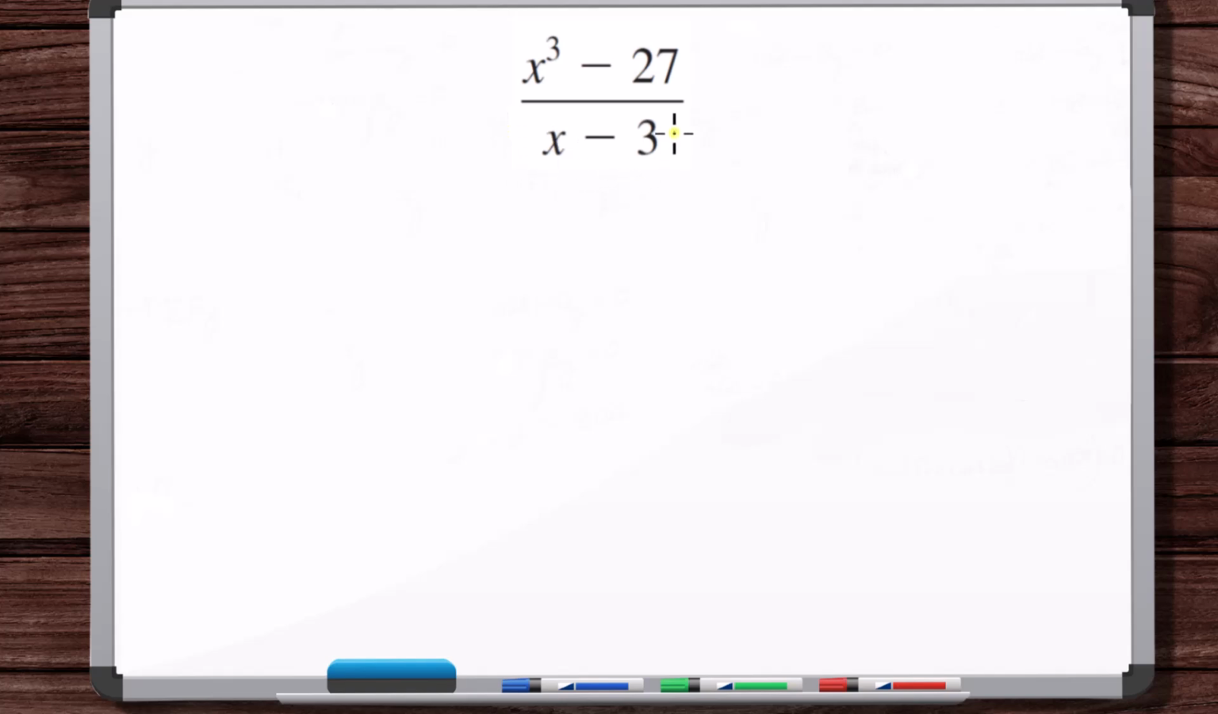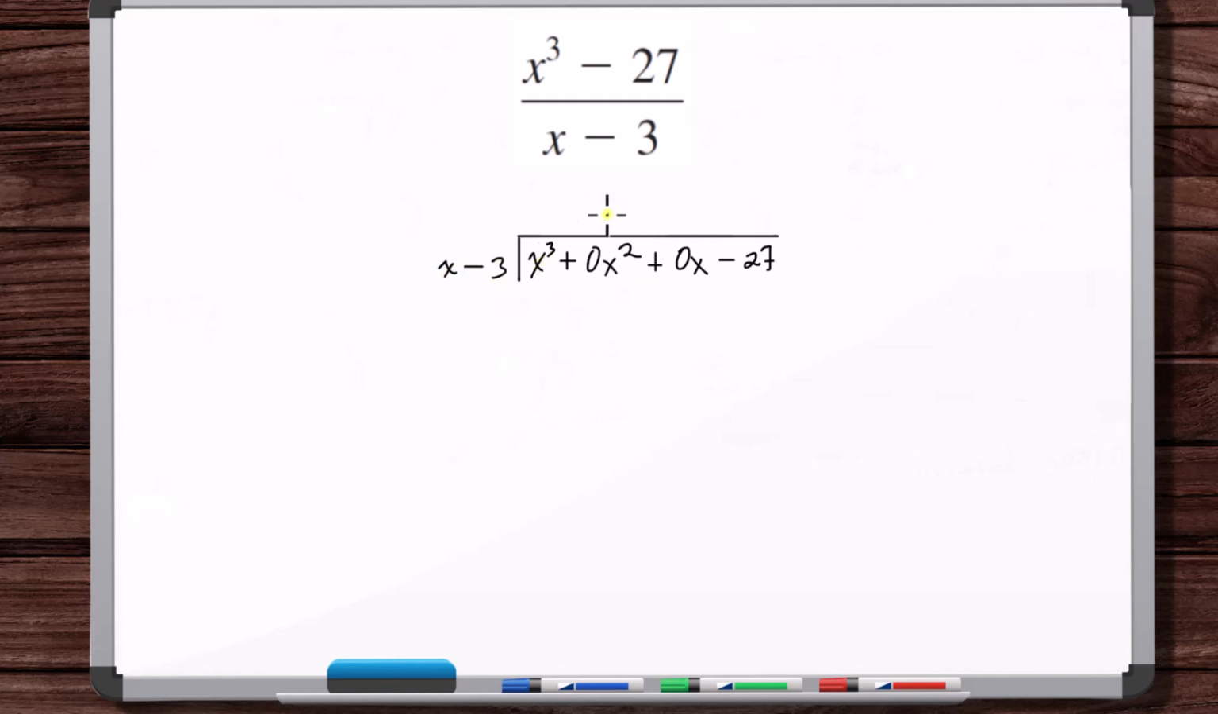Okay, so here we see that the x minus 3, this should have a remainder of 0, this division, because x minus 3 is a factor of this. This is a difference of 2 cubes. But, okay, we're going to do the long division. So we've got x cubed plus 0x squared plus 0x minus 27. And then x minus 3.